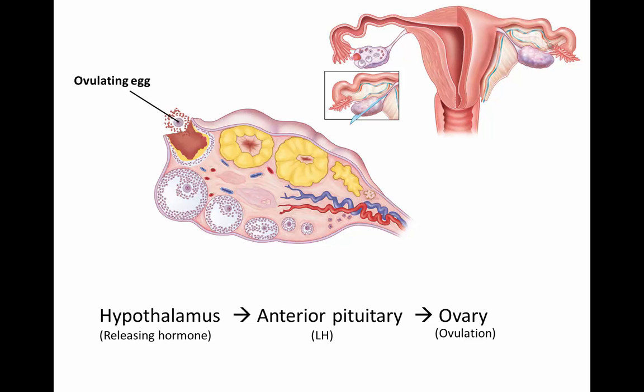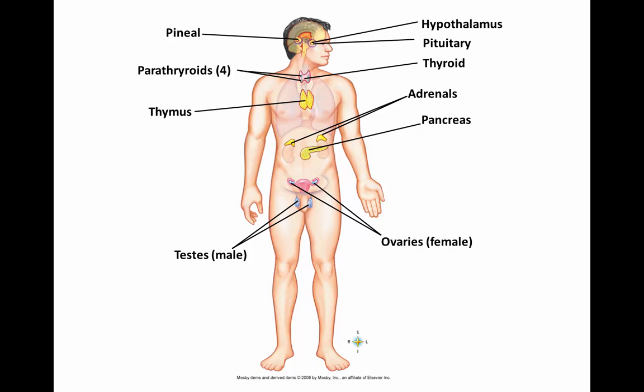About mid-cycle, the hypothalamus sends the specific releasing hormone to the anterior pituitary, and an increased amount of luteinizing hormone is released. Luteinizing hormone stimulates ovulation of the egg. This completes the tutorial on the endocrine system.